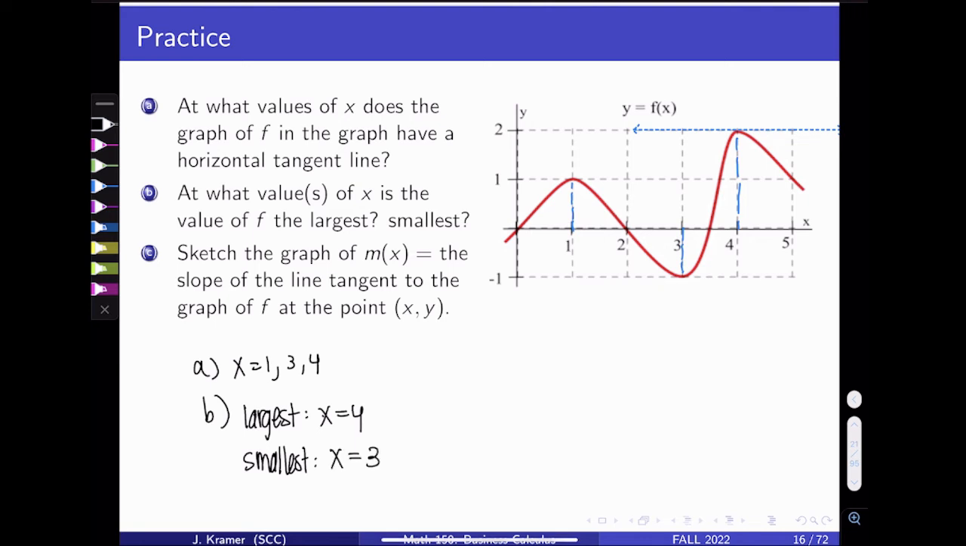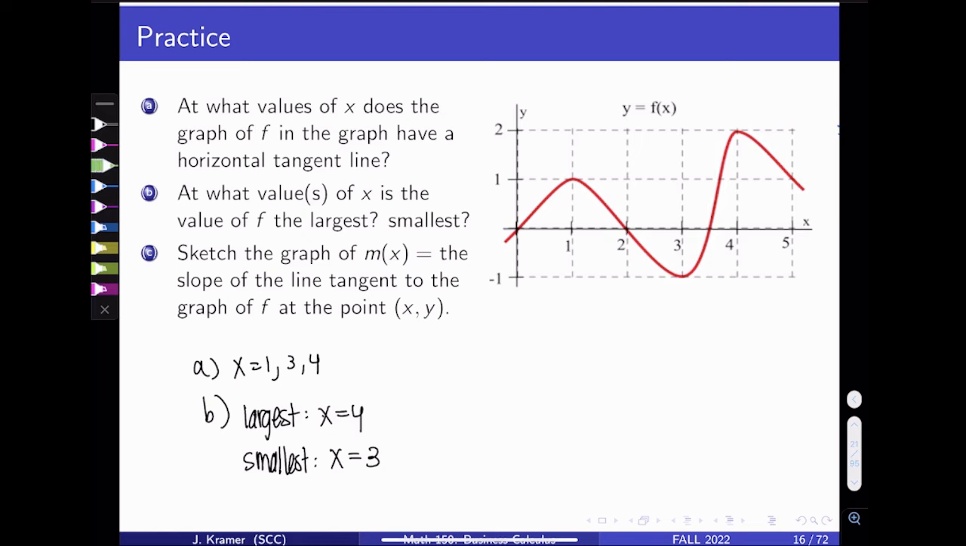Finally, we're asked to sketch the graph of the slope of the tangent line to the graph of f at the point x, y. So if we consider moving along the graph, we're plotting the slopes of all the tangent lines. At first it's positive, and then it goes to 0, and then the slopes go negative, and then the slopes reach 0, and then the slopes of the tangent lines go back to positive, 0, and then they go back to negative. So our resulting curve needs to have the same behavior.